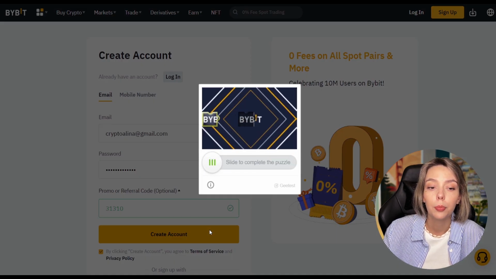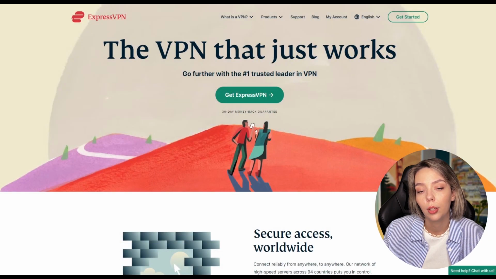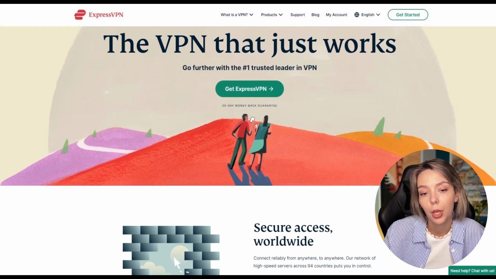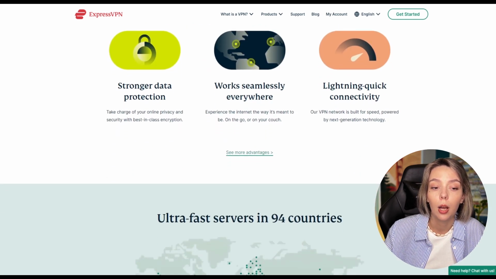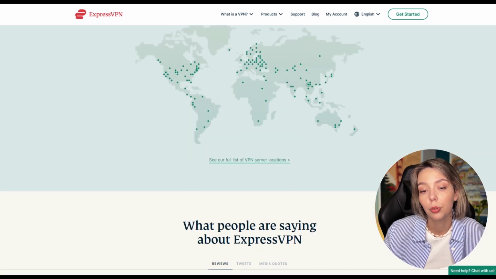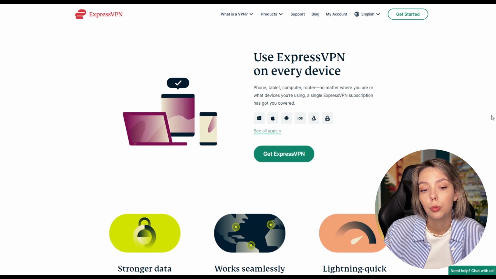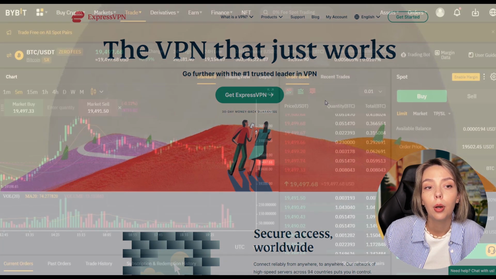Now an important thing to mention, guys, is a VPN. If you're in the States or in the UK, you will need a VPN. I recommend ExpressVPN. They're probably one of the best VPNs I ever used. Really inexpensive, a couple of pounds or dollars a month, or you can check out NordVPN. They're pretty much the same thing. Once your VPN is set up, you're good to go. You can start trading.